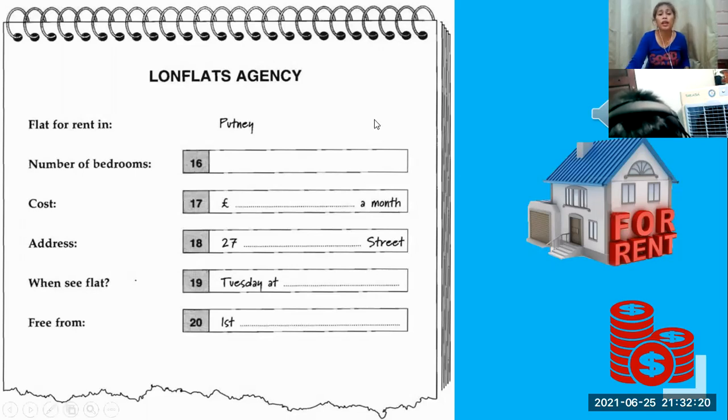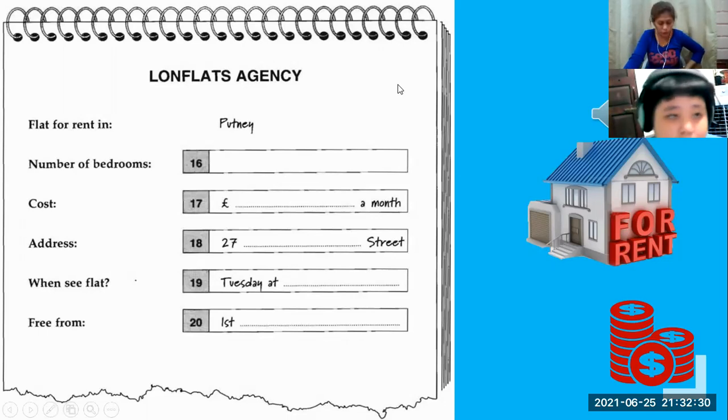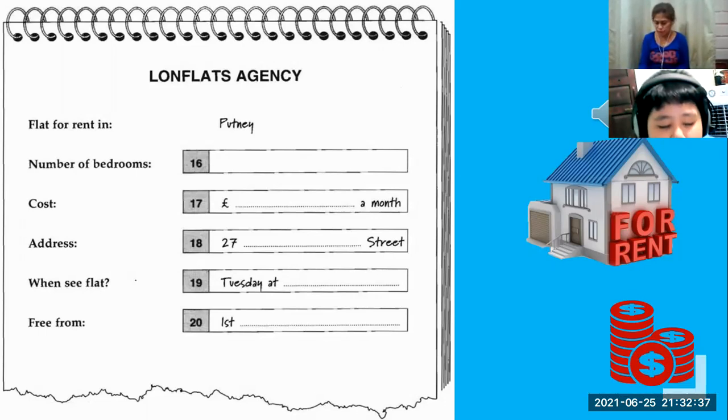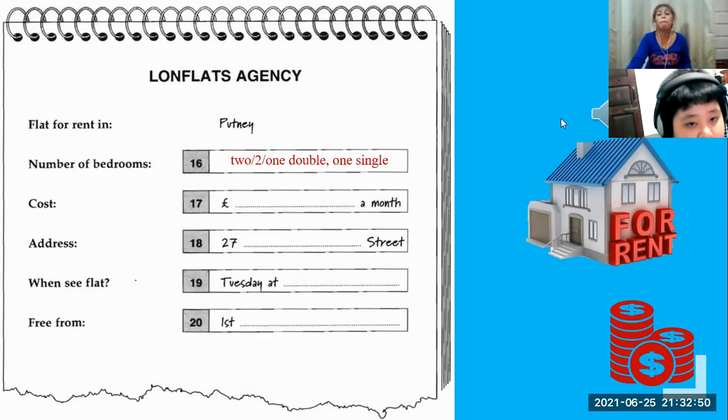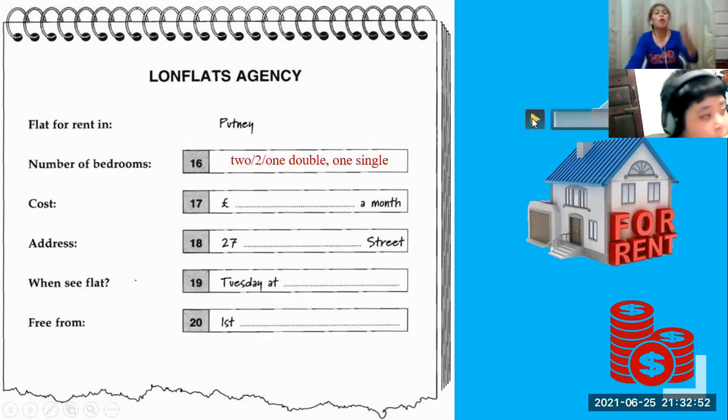Now, we are talking here about the flat, teacher, and for rent, okay? Lawn Flats, for rent. So now we have here the Lawn Flats for rent. So here, number of bedrooms. Two. Now look at part four. There are two bedrooms, teacher. One double, one single. The cost, how much does it cost?